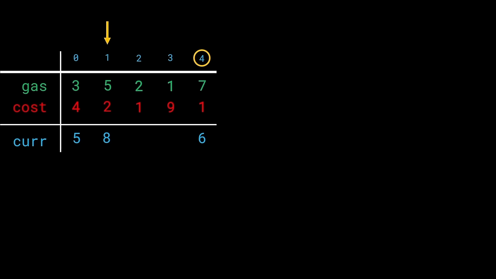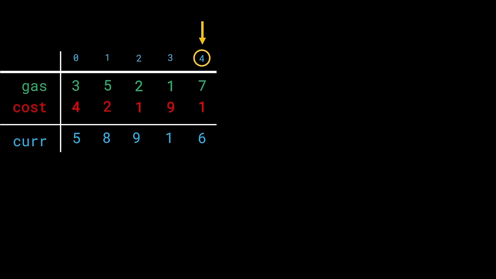Similarly, what happens when we go to station number 2? We do 8 plus 2 minus 1 giving us 9. And then what about station 3? We do 9 plus 1 minus 9 giving us 1. What next? Well, now we can go back to station 4. This is the station we started off from, and we did a complete circular loop and reached back at the same station. Station 4 is the lowest possible station that we could have started from that resulted in a circular route. So 4 is the final answer for this test case.